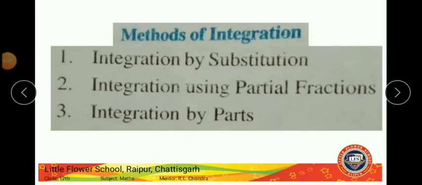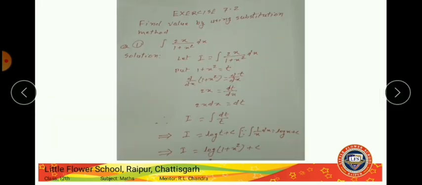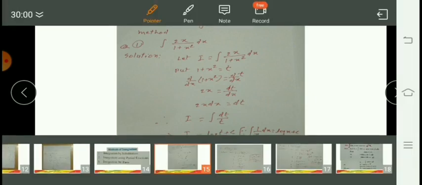There are three methods of integration. First, integration by substitution, second, integration using partial fractions, third, integration by parts. Now, we will study the first method, that is integration by substitution.